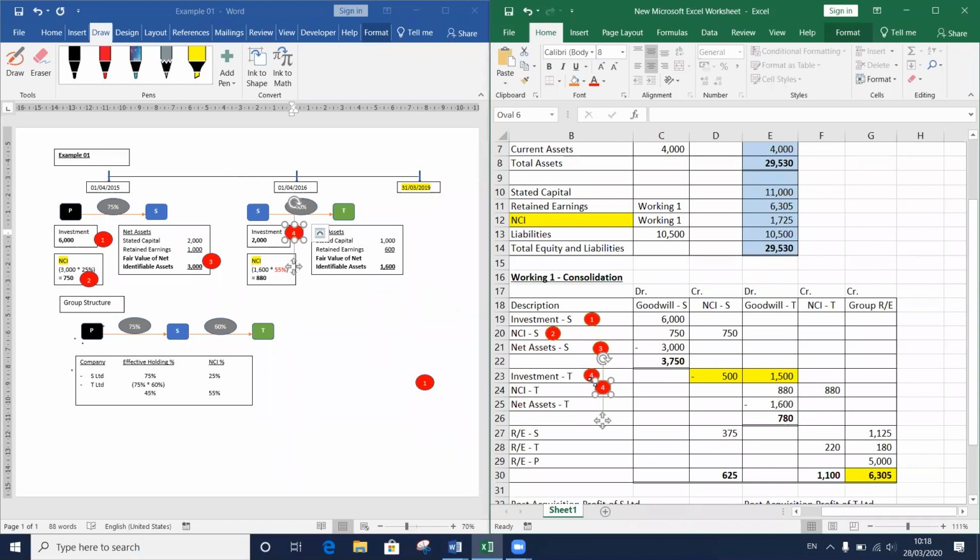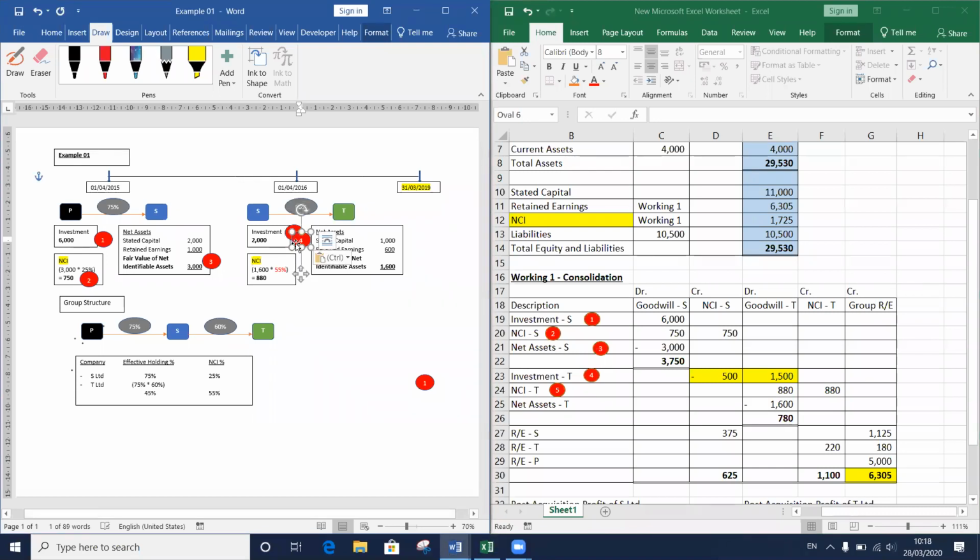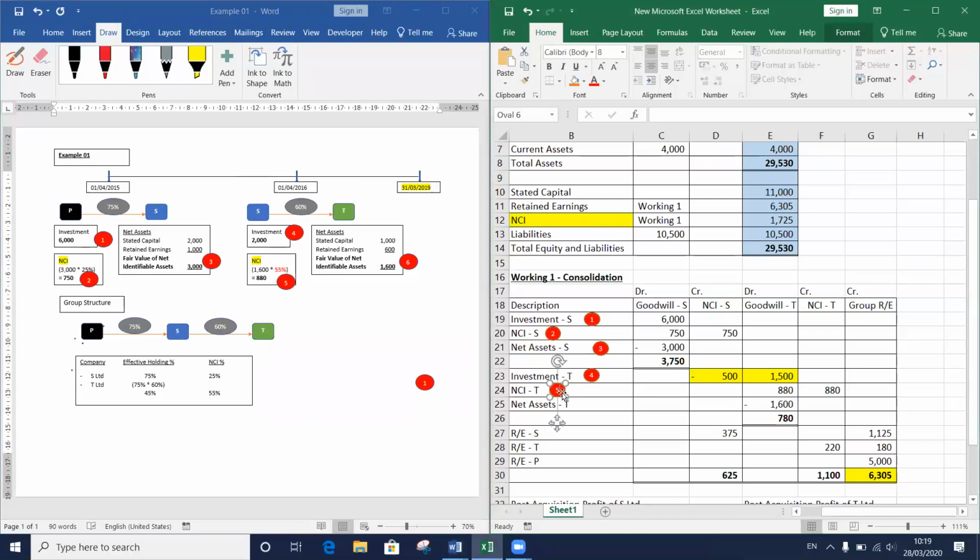Fifth point, NCI of T. Right? NCI of T. This 880, that is what we have considered. Right? Fifth point. Sixth one, this 1600 we have taken from this summary, right? ඒකයි මේ summary එක crucial කිව්. Summary එකෙන් තමයි අපි ඉතුරු ඔක්කොම දේවල් ටික ගන්න. Net assets of T.